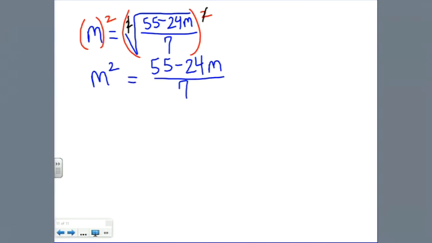Now, an easy way to eliminate the fraction is to multiply both sides by the given denominator 7. So multiply both sides by 7. And that gives us 7m squared equal to, on the right-hand side, the 7's cancel. And we're left with just 55 minus 24m.